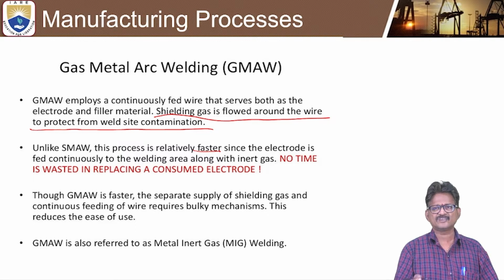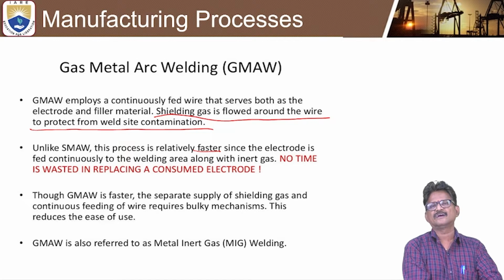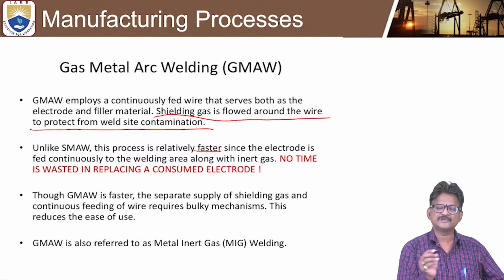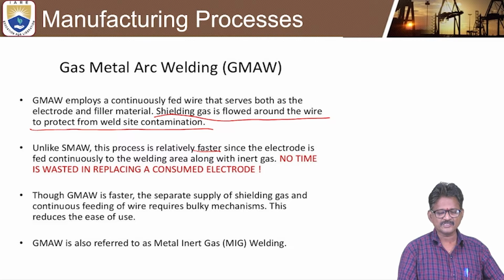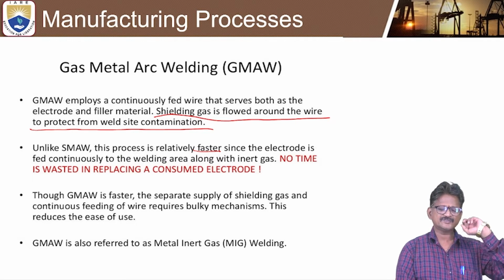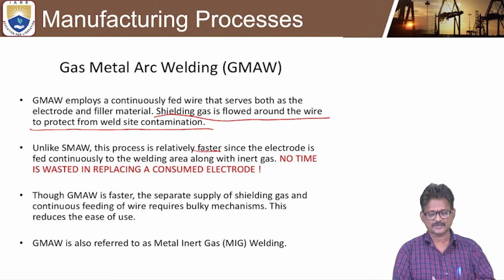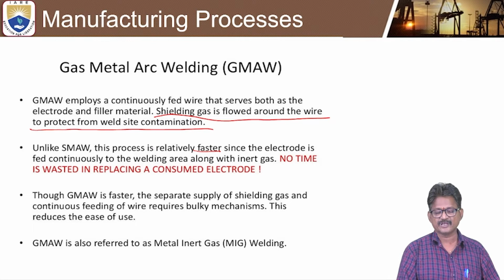Okay, so the welding area should not be disturbed. In the other process, the electrode is used up and then there is a break. Again, that fraction of time can also lead to some damage to the surfaces. And one more thing, no time is wasted replacing the consumable electrode, whereas in shielded metal arc welding there is a wastage of time by exchanging the electrode. Here, there is no such waste in replacing the consumable electrode.